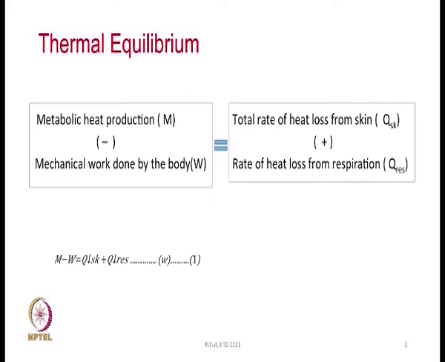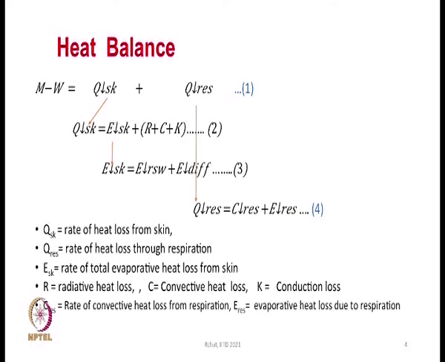So, we can write this as a mathematical equation: M minus W equals QSK plus QRES, that is, heat loss because of respiration; RES stands for respiration and SK stands for skin. Let us try to find out the various ways by which heat can escape from the skin. So, M minus W is QSK plus QRES, and QSK we can write in equation number 2 as ESK plus R plus C plus K. We will come to know what these letters indicate.